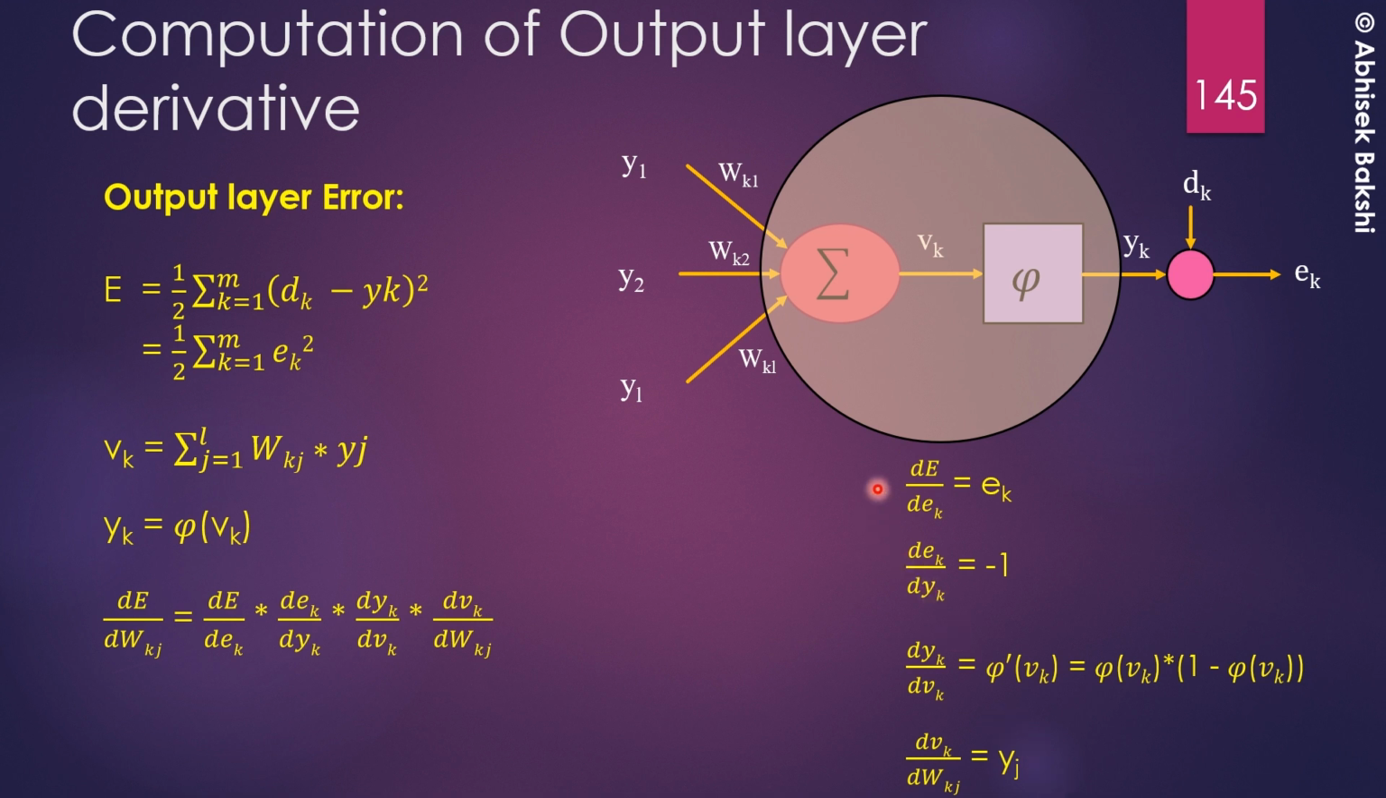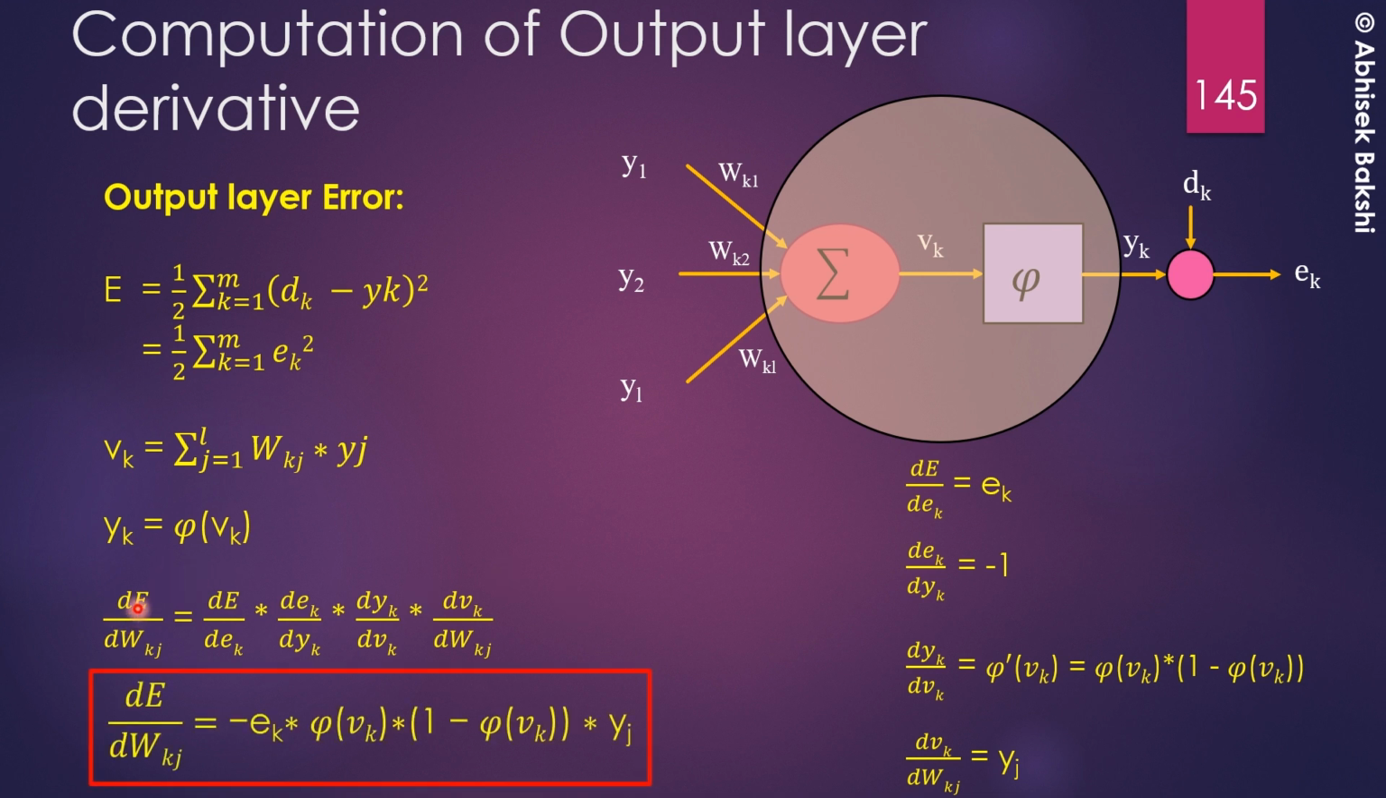So we have basically got the equation for each and every component of the chain rule, and now we will multiply them. We will get the derivative of error with respect to wkj, something like this, right? So from this point our derivation starts.